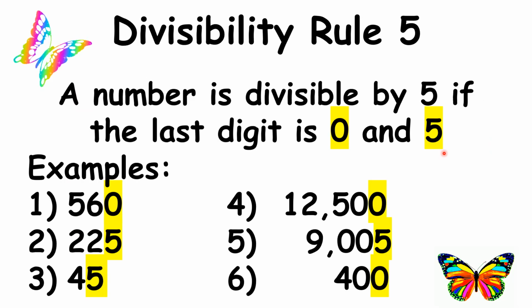When is a number divisible by 5? A number is divisible by 5 if the last digit is 0 or 5. Examples: 560, 225, 45, 12,500, 9,005, 400. These numbers are divisible by 5 because all of the last digits are 0 or 5.